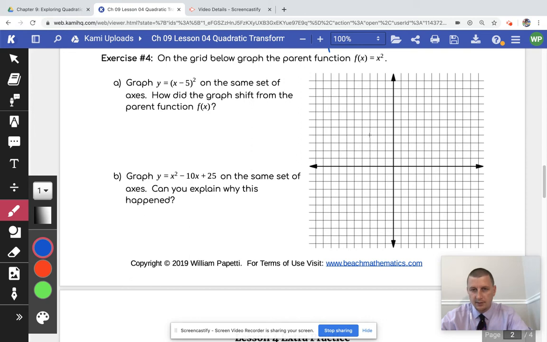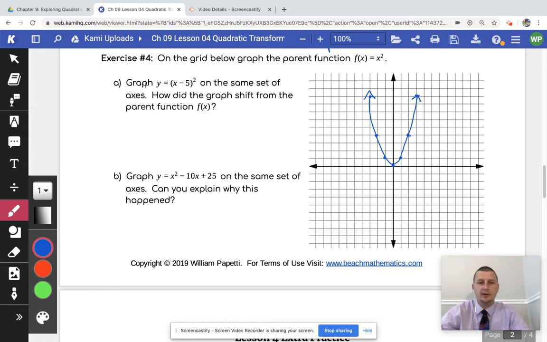1, 2, 3, 4, 5, 6, 7, 8, 9. Negative 2 squared is 4. Negative 1 squared is 1. 0 squared is 0. 1 squared is 1. 2 squared is 4. And 3 squared is 9. So there's our parabola, our parent function of a parabola. And that's going to be y equals x squared, or f of x equals x squared.